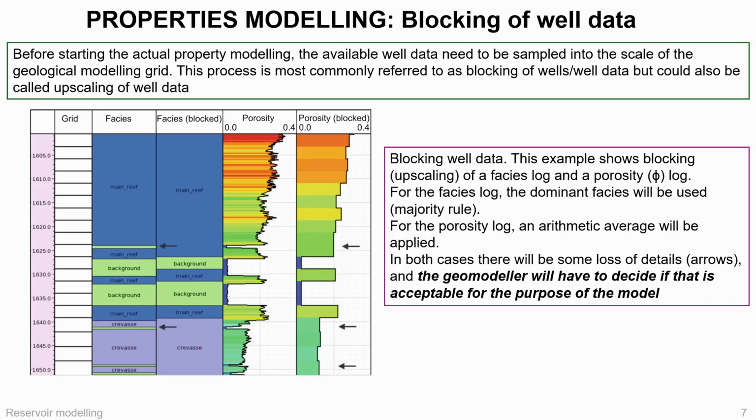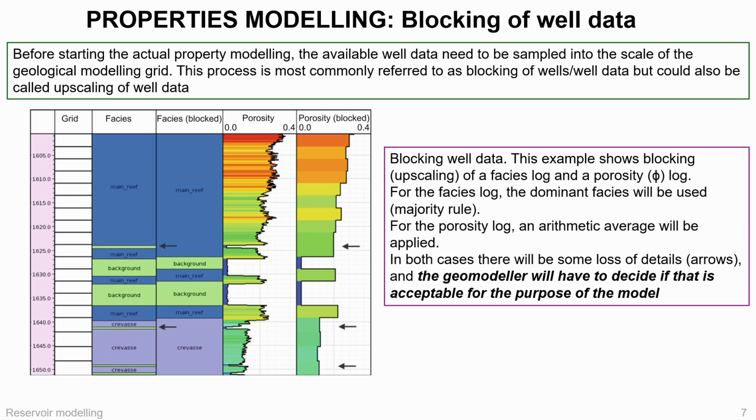Before property modeling, we must convert high-resolution well data into grid cell scale, a step commonly called blocking or upscaling. A log is measured at centimeter or decimeter resolution, but a grid cell might be 1 meter thick or more. So we need a consistent rule to assign one value per cell.